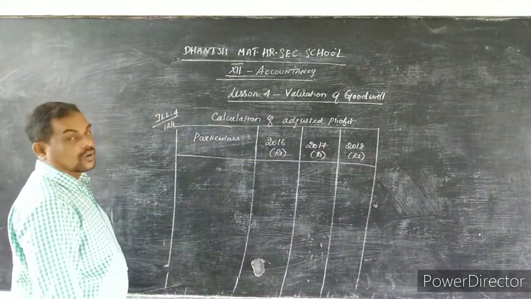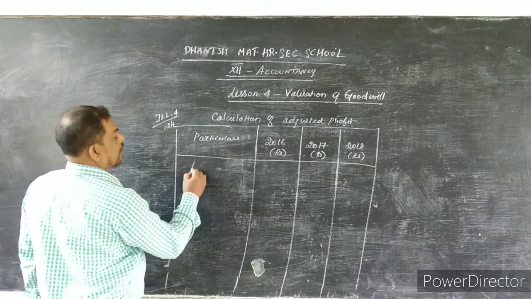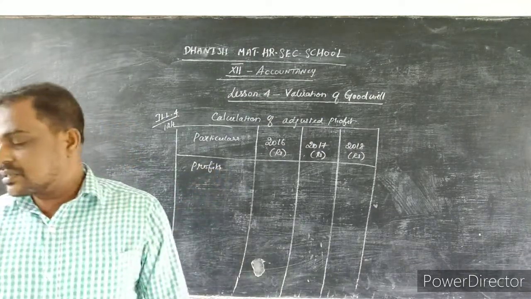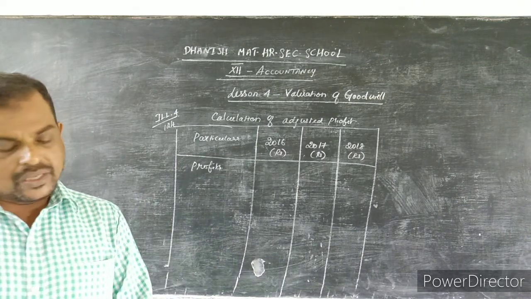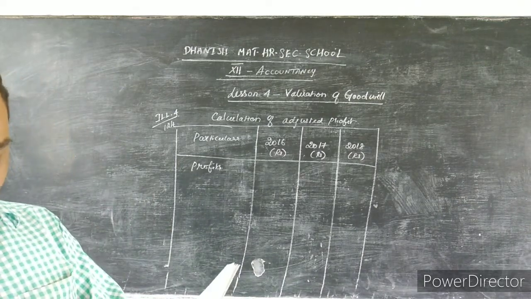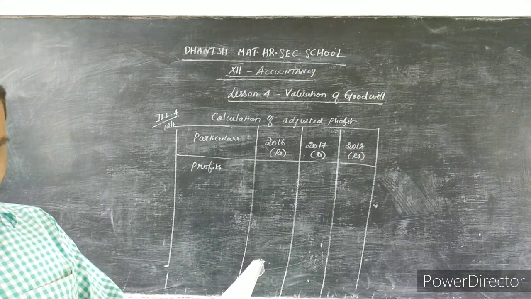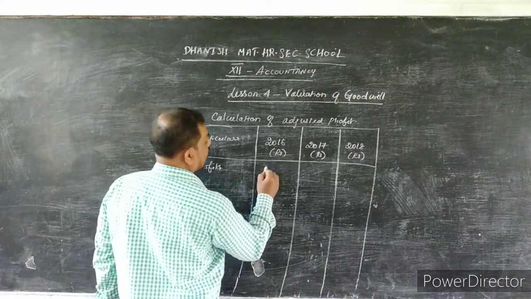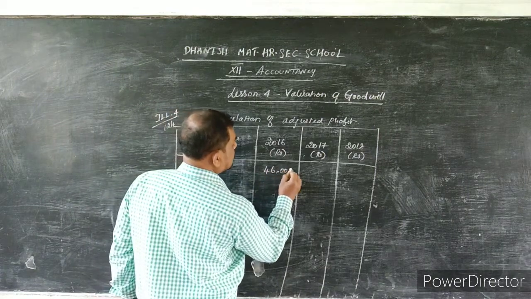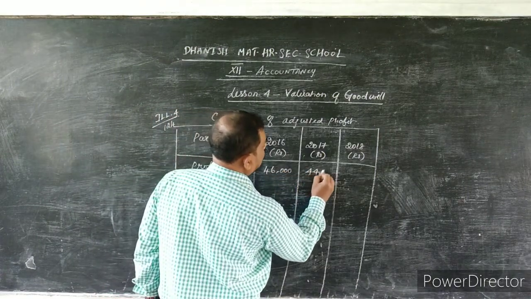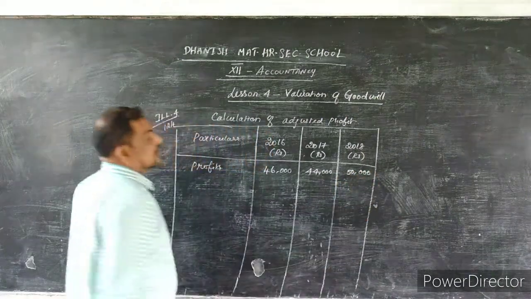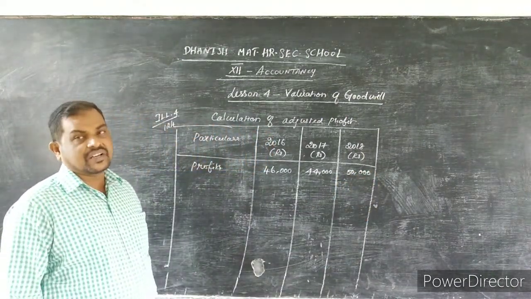Okay. Now, profits. What are the profits they have given for the 3 years? That is rupees 46,000 for 2016, 44,000 for 2017, and 50,000 for 2018. This is the profit they have given in the sum.